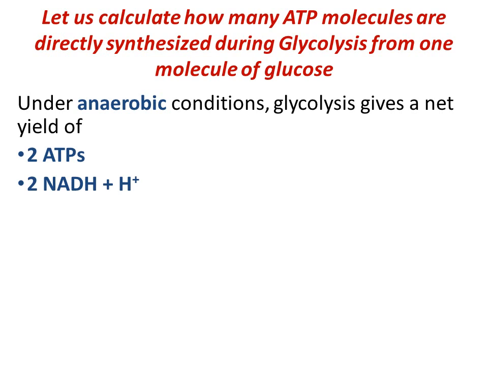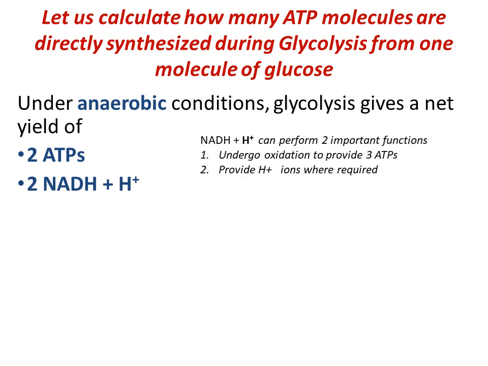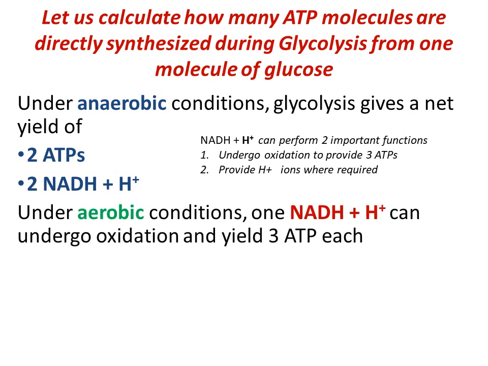NADH has 2 main functions in the cell. One, it may undergo oxidation in presence of oxygen to provide 3 ATPs. Another function is to provide H ions wherever required, for example in biosynthesis of some other molecule. Under aerobic condition, when oxygen becomes available, each NADH can undergo oxidation and yield 3 ATP.